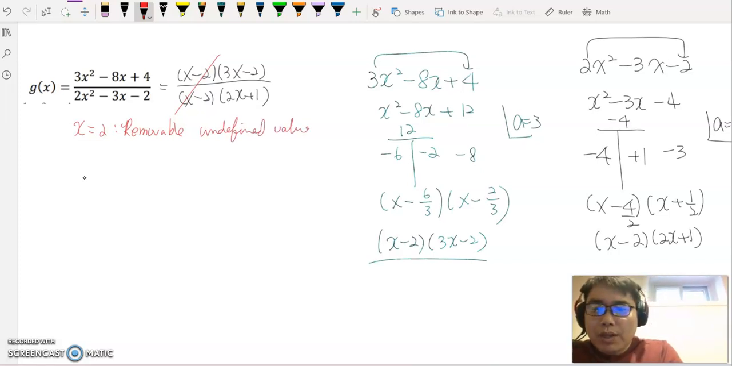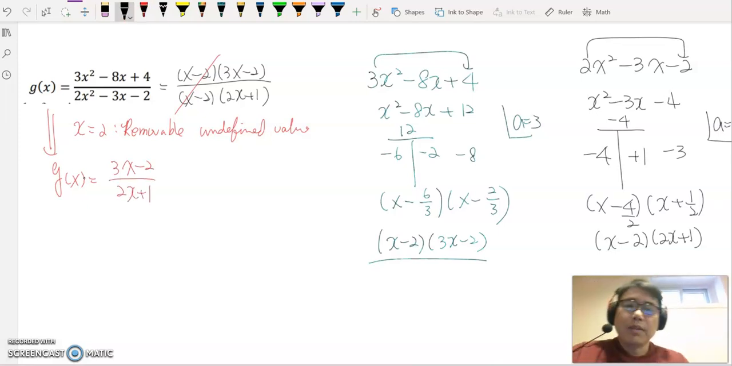Okay. So now we can rewrite g(x) equal to (3x minus 2) over (2x plus 1). Based on that, we can determine the horizontal asymptote and vertical asymptote. Also, let's find out the x and y intercepts. Okay, so now look at their degree.